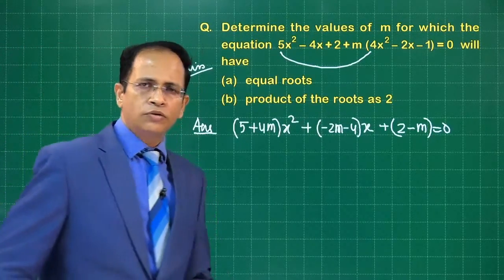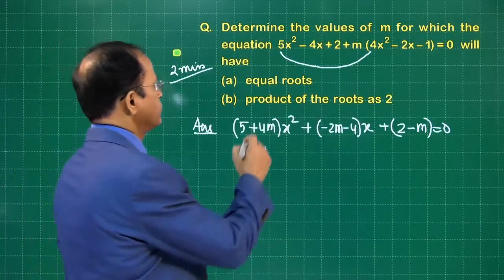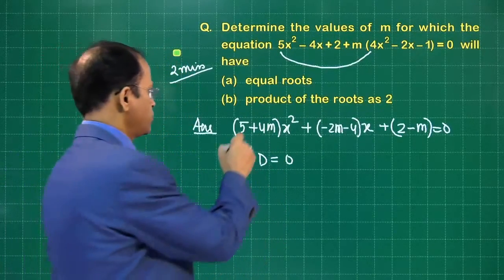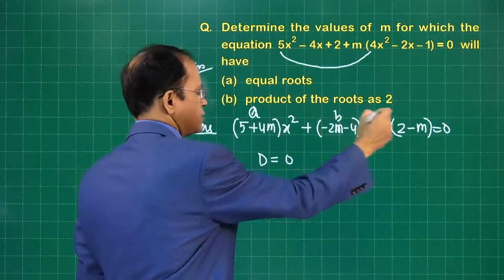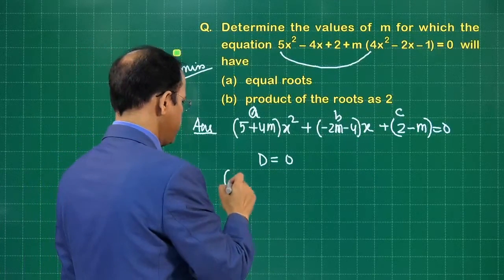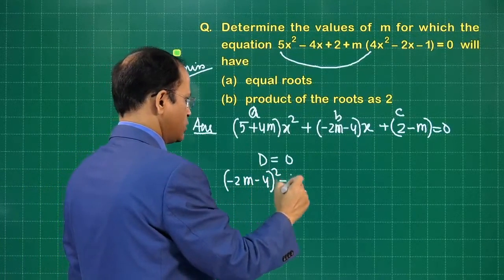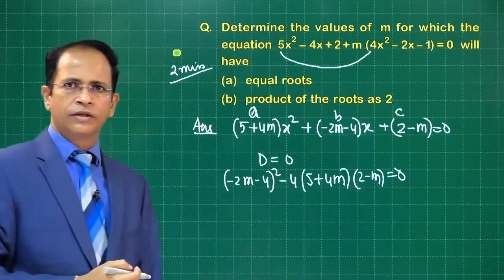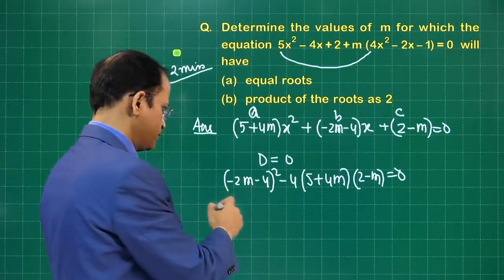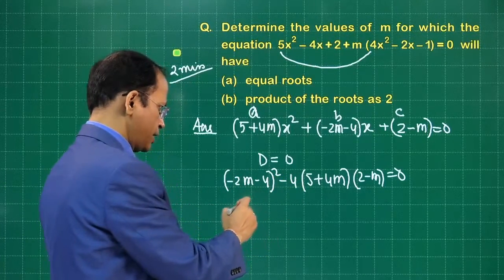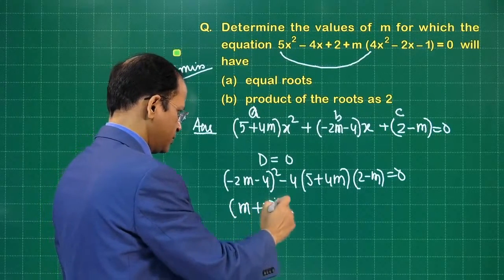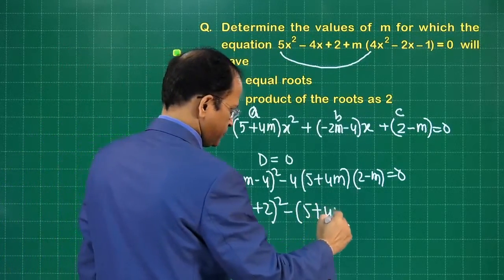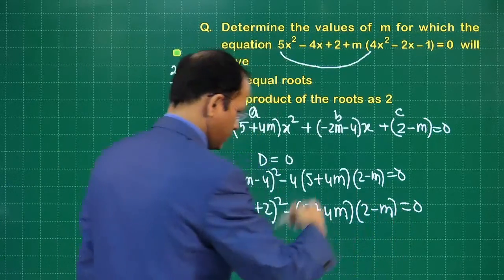Okay, now how to go about this part? For equal roots, D is equal to 0. So this is A, this is B, and this is C. What we have been given: (−2m − 4)² − 4 times (5 + 4m) times (2 − m) is equal to 0, isn't it? So you can do the calculation. Minus 2 can be cancelled, minus 4 can be taken outside. So we are left with only (m + 2)² − (5 + 4m)(2 − m) is equal to 0, because 4 is not equal to 0.